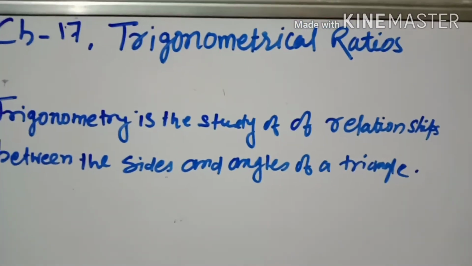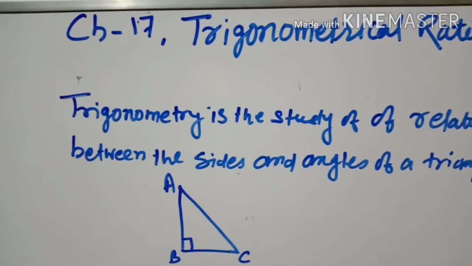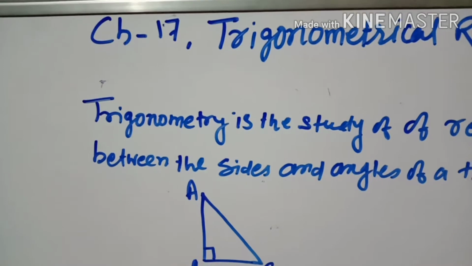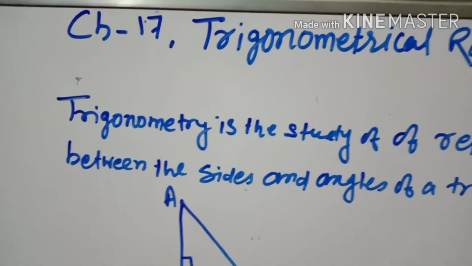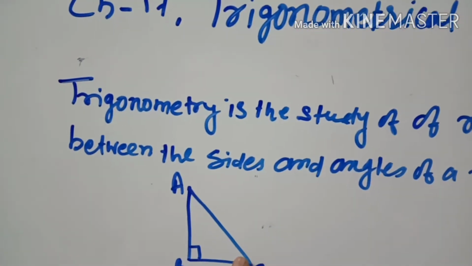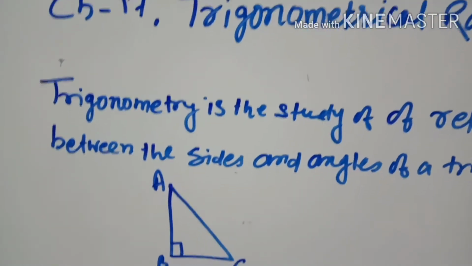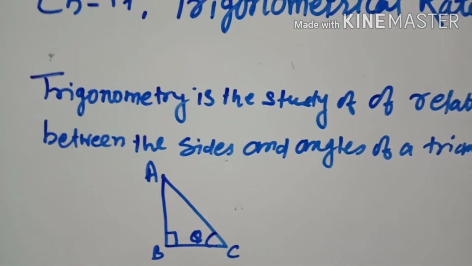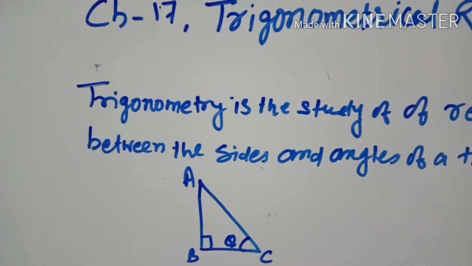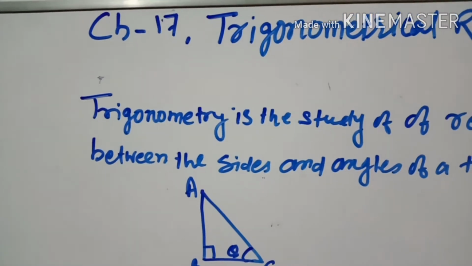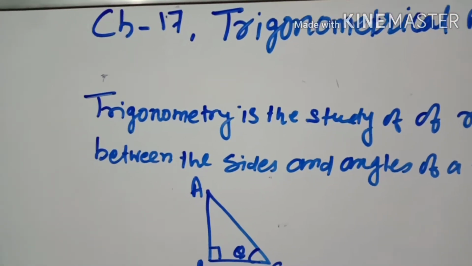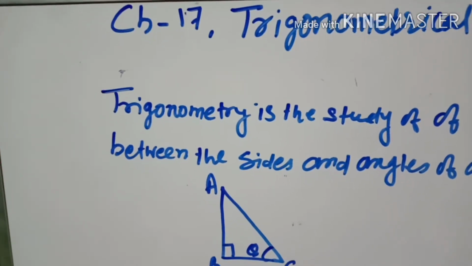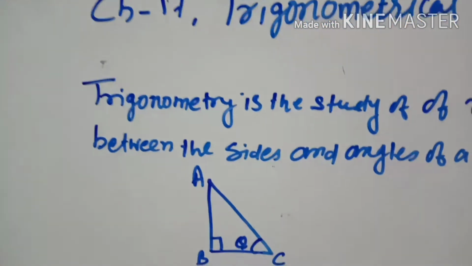Write down this point. Therefore, in this chapter we will study some ratios of the sides of a right triangle with respect to the acute angle, let it be theta, called trigonometrical ratios of the angle, and establish some relationship between different trigonometrical ratios.